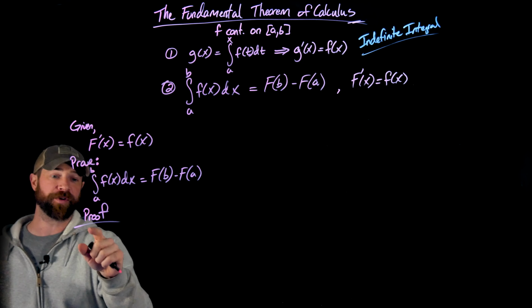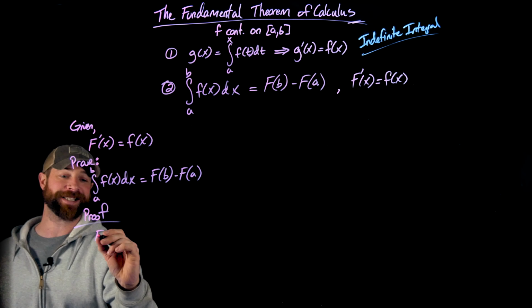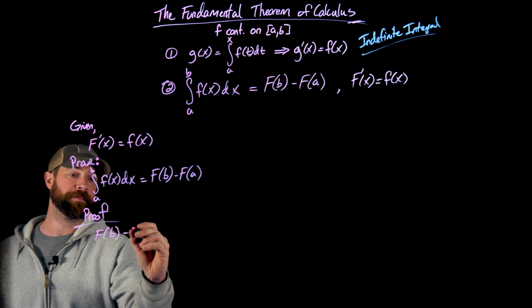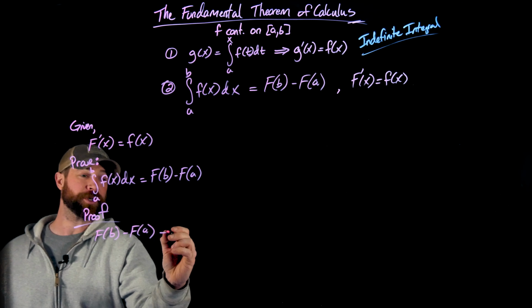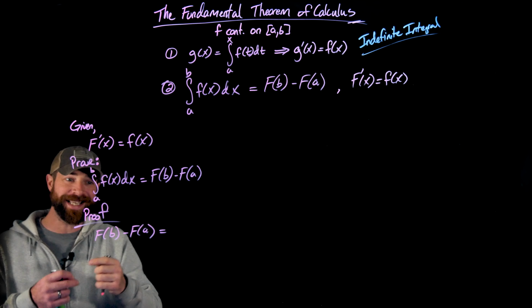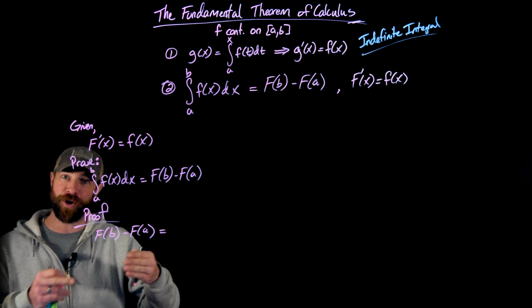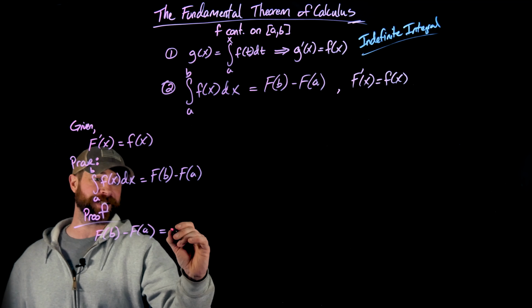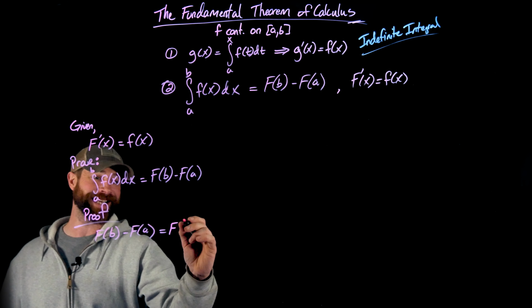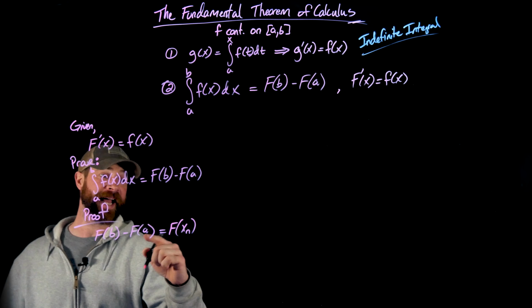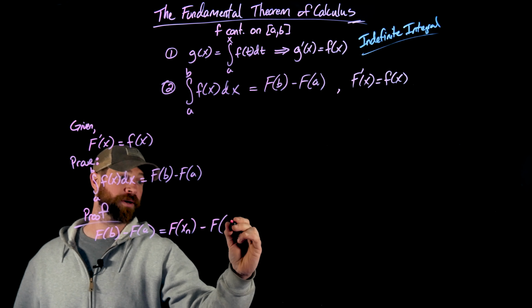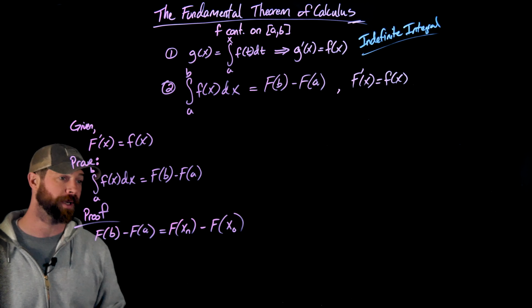For this proof, what I'm first going to start working with is this side. So F of b minus F of a. If you remember our idea of Riemann sums, right? B and a are just the beginning and end of all these little subintervals. So specifically, b is the same thing as xn, and a is the same thing as x naught, or that first partition point.